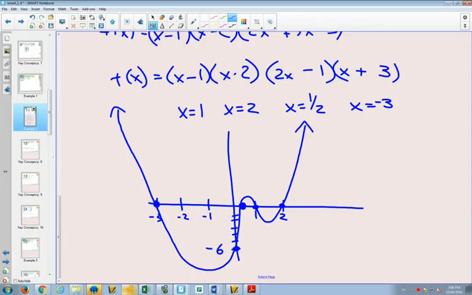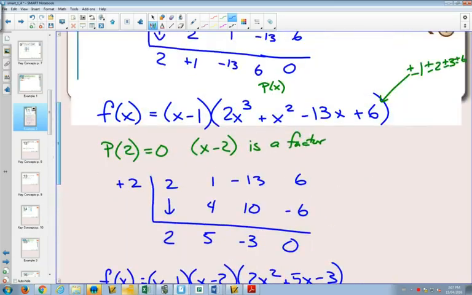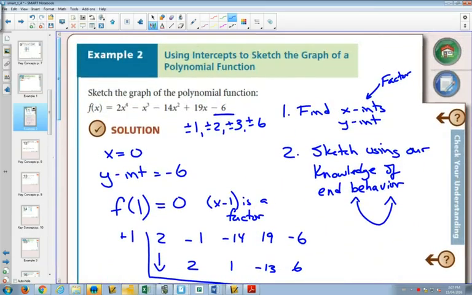What we don't know is how far down this point here goes, and you don't need to know that yet. And you don't know how high this goes or how low that goes. You don't know where those max or minimum points are. But you know that this is the general shape of the graph. So what did we do? We found our x-intercepts and our y-intercepts, and then we used our end behavior to graph it.